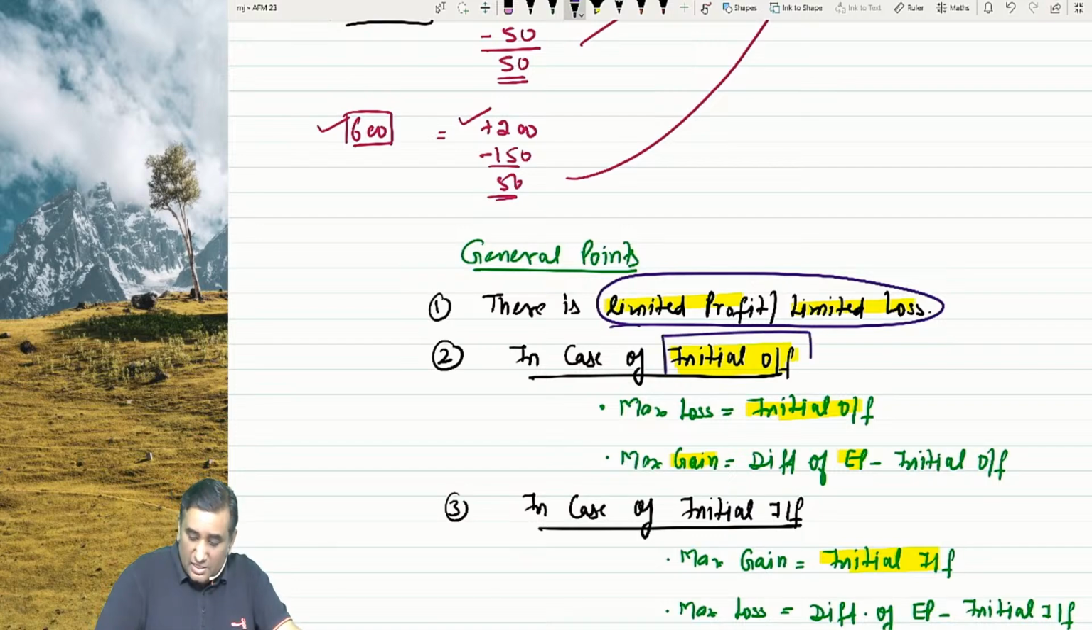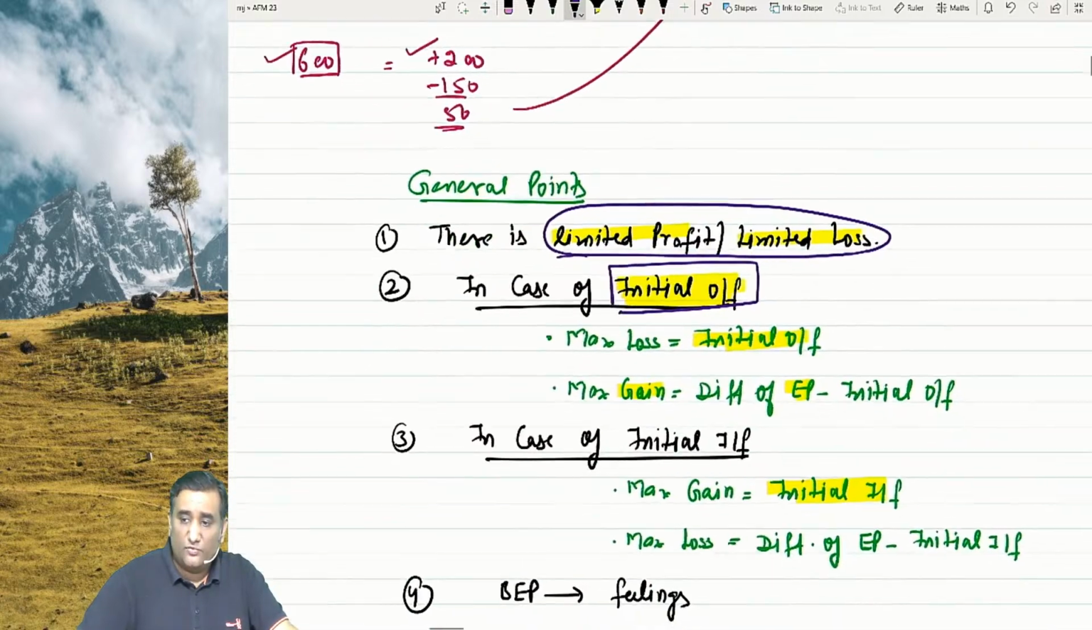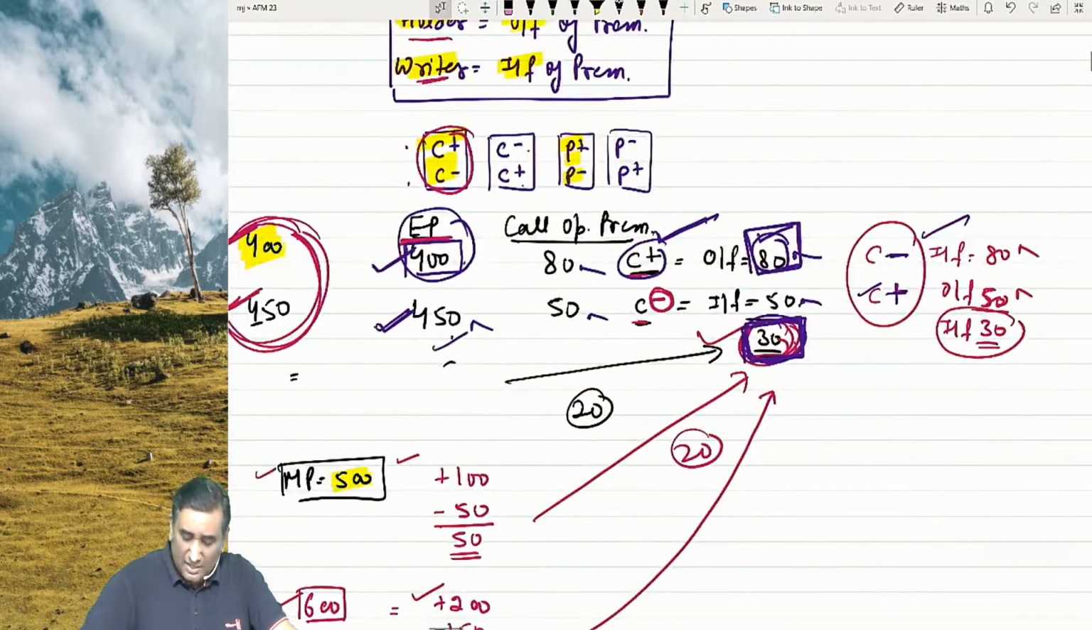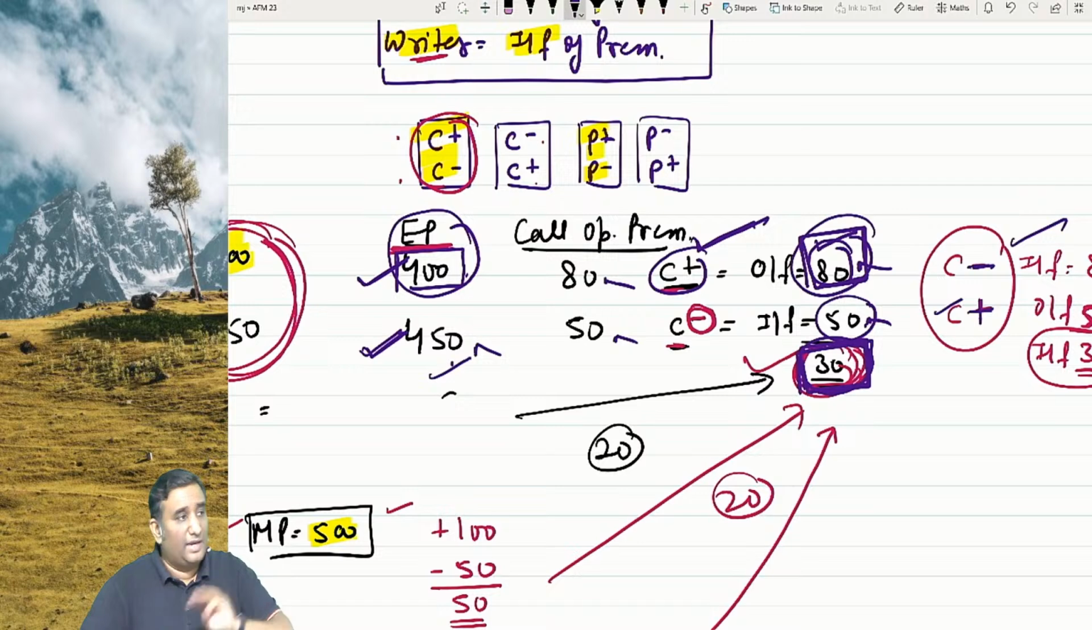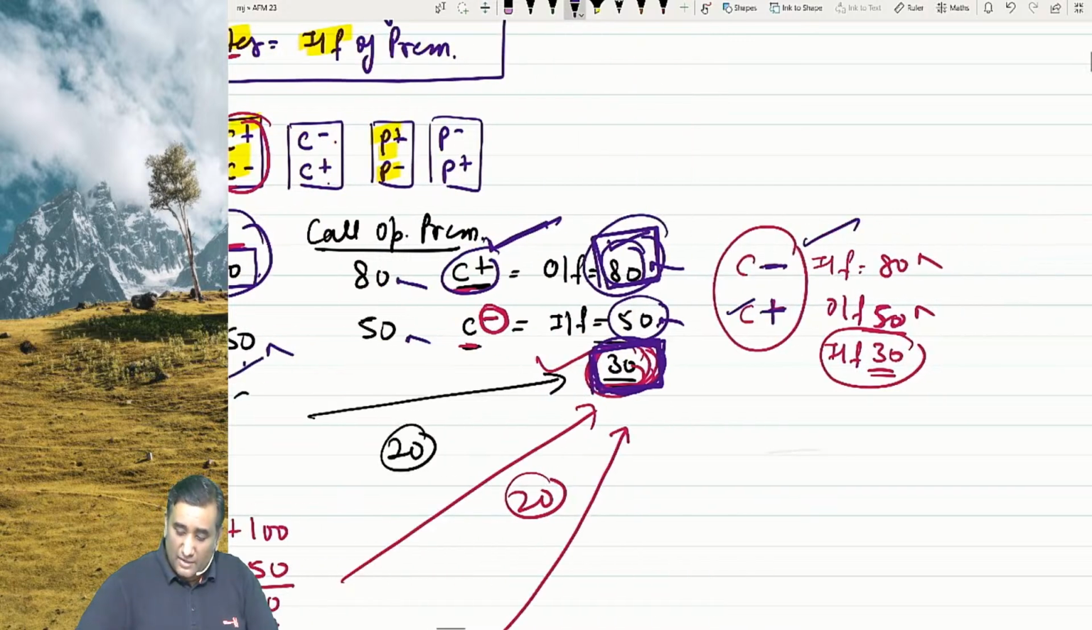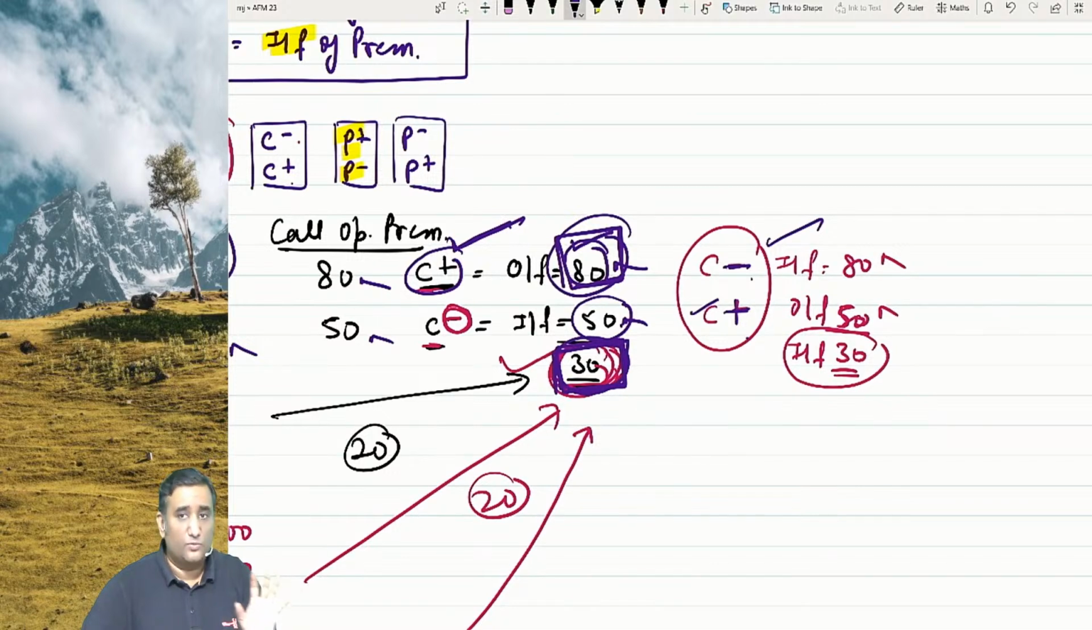In case of initial outflow, sir, what is the meaning of initial outflow? Initial outflow is, in this case, if you have 80 rupees as outflow and 50 rupees was inflow, net is what? 30. This is the case of initial outflow. If you become C minus, C plus, that is also one of the ways of doing it. If you do this way, it's inflow minus outflow. It's a case of initial inflow.